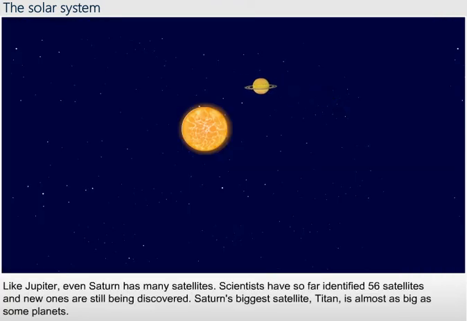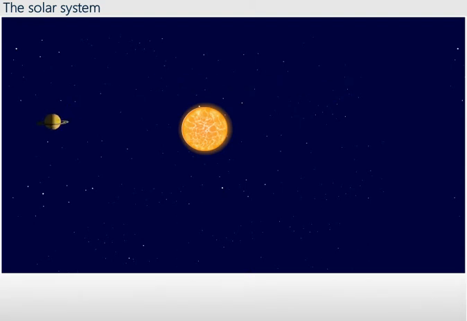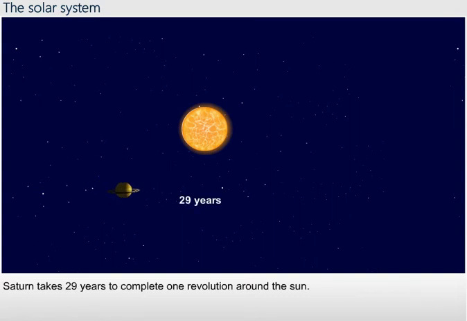Like Jupiter, even Saturn has many satellites. Scientists have so far identified 56 satellites, and new ones are still being discovered. Saturn's biggest satellite, Titan, is almost as big as some planets. Saturn takes 29 years to complete one revolution around the Sun.